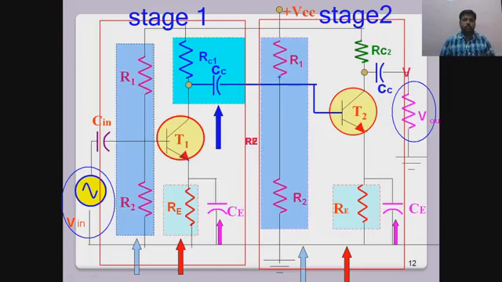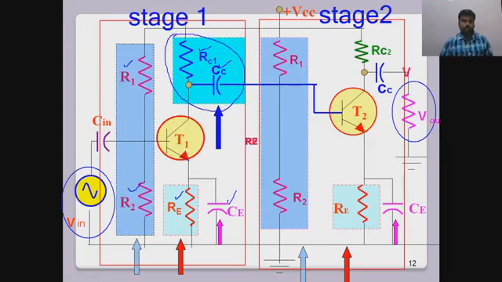Stage 1 has a transistor which is biased using resistors R1 and R2, with stabilization provided by RE. Resistor RC is for collecting the output, C is the bypass capacitor, and CC is the coupling capacitor. The combination of RC and CC gives the coupling.